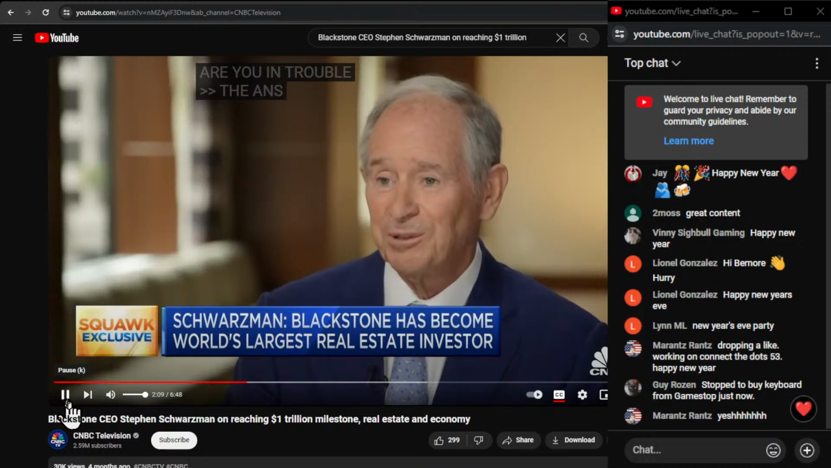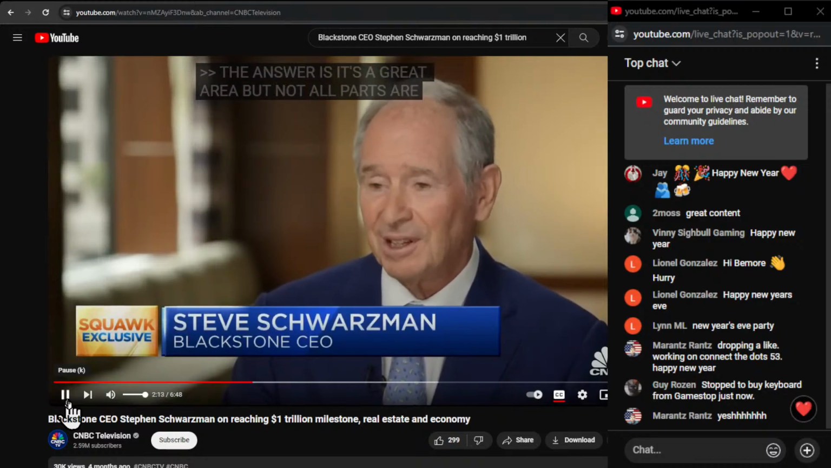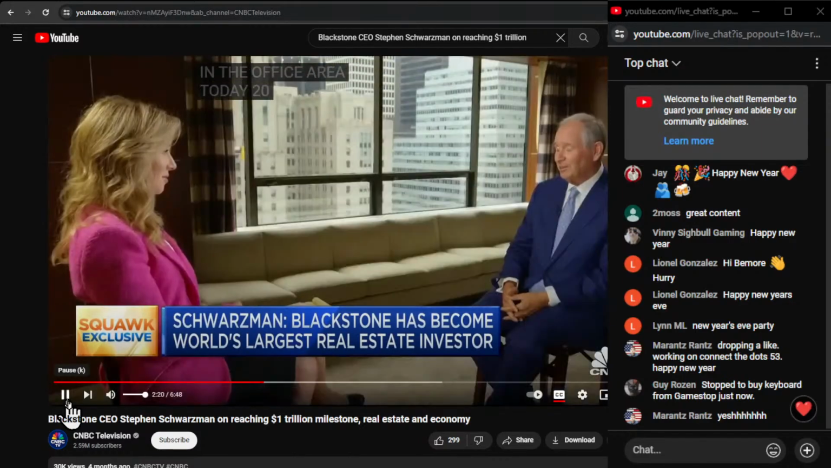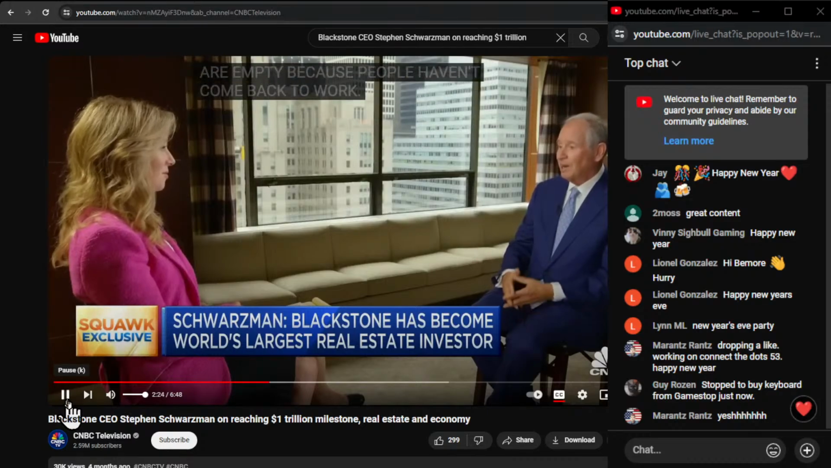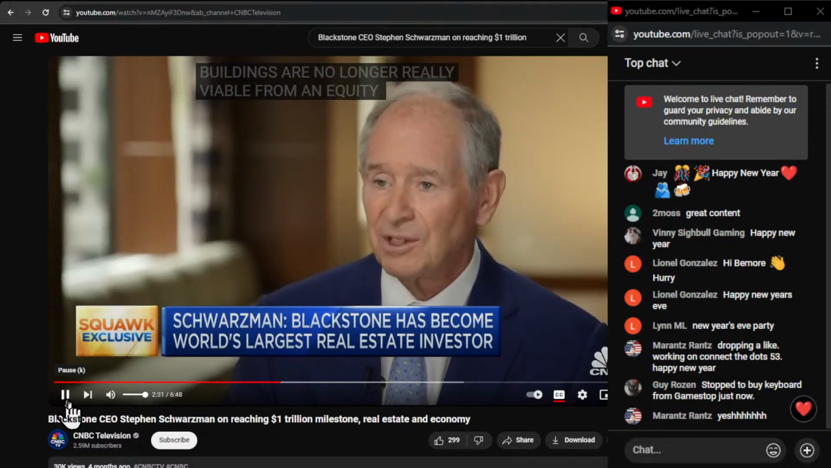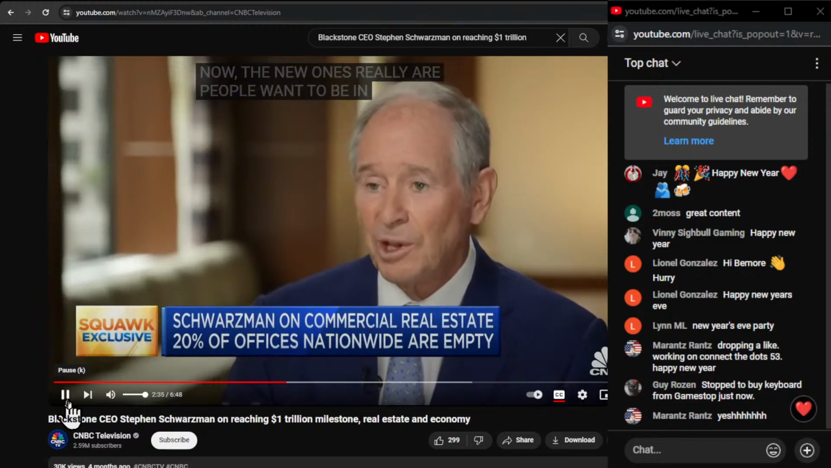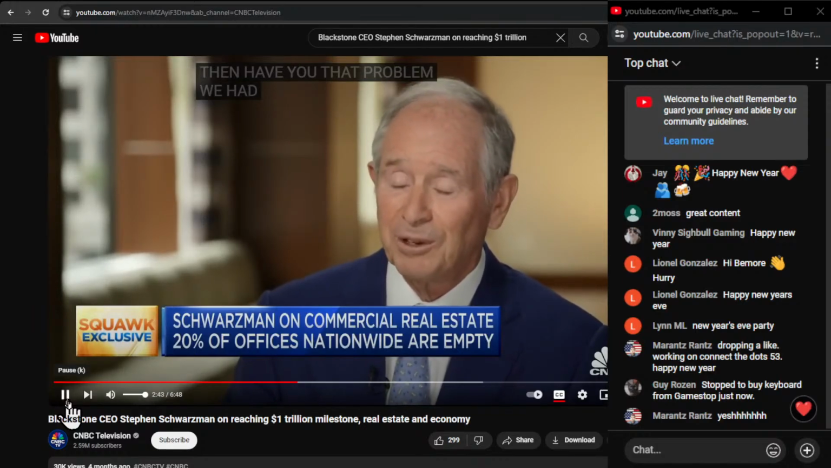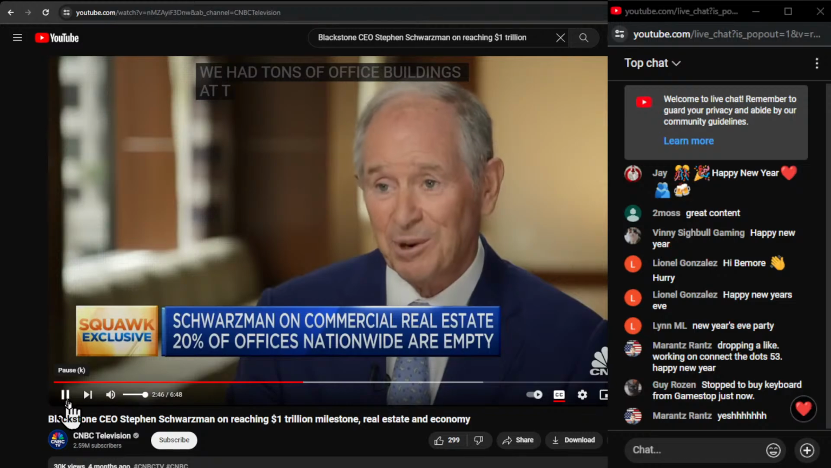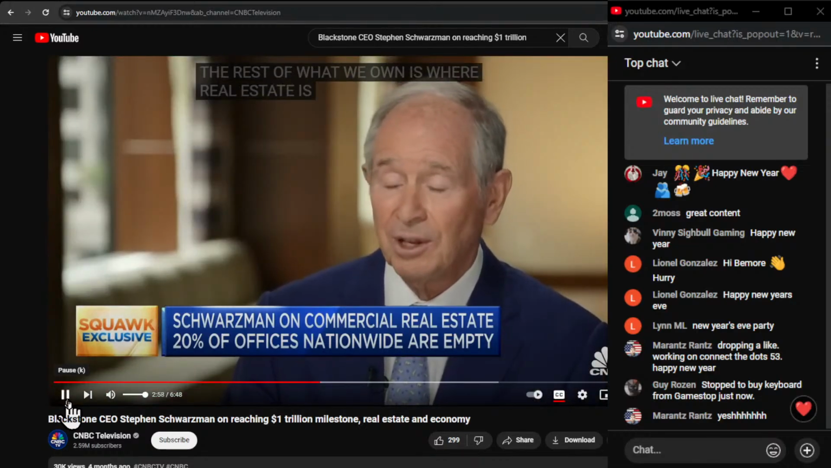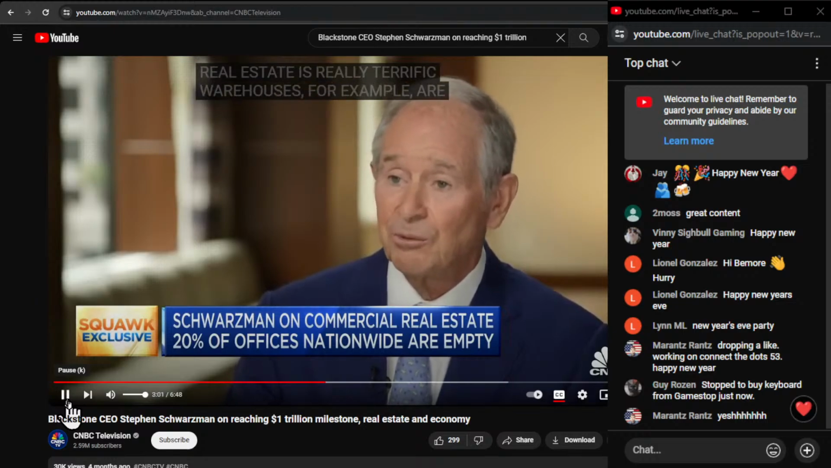So the part that reflects what you were just asking about is in the office area. And today, 20% nationally of offices are empty because people haven't come back to work. And at that level, office buildings are no longer really viable from an equity perspective. Now, the new ones really are. People want to be in those, but if it's 10 or 15 years old, then you have that problem. We had tons of office buildings at the financial crisis, 70% of what we owned. Today in the United States, we only own 2% of that problem area. The rest of what we own is where real estate is really terrific. Warehouses, for example, are about 40% of what we own. They're going up 12 to 14% a year in rents.